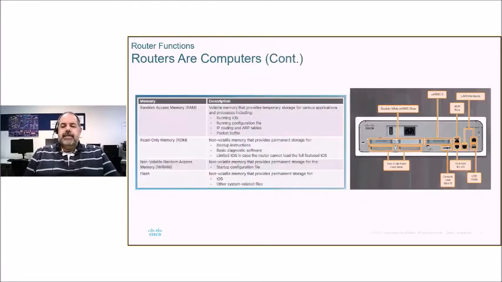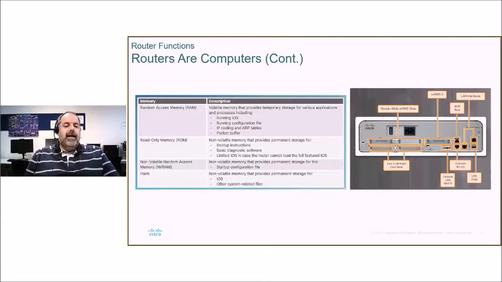Having a look at the storage here, RAM is exactly the same as a computer. It's volatile. That's where you put the operating system while it's running. The configuration ends up there. All of your working data ends up there as well, like the routing table and ARP tables. Packets can be stored there, the whole lot. So it's pretty much the same purpose as in your computer.